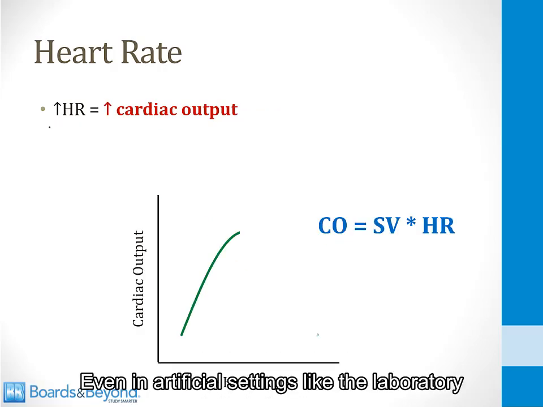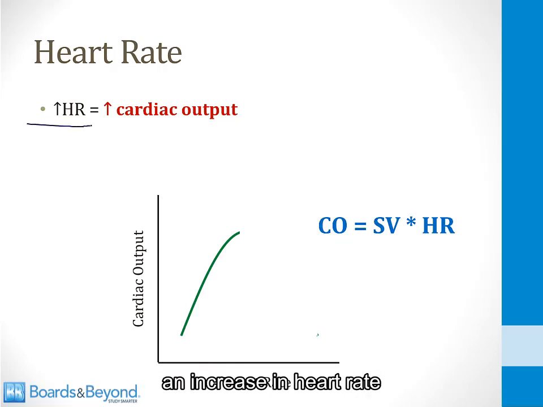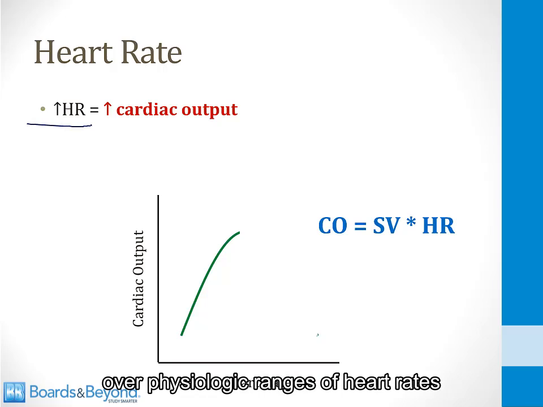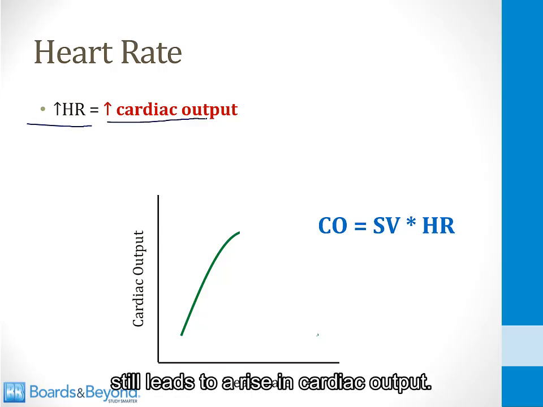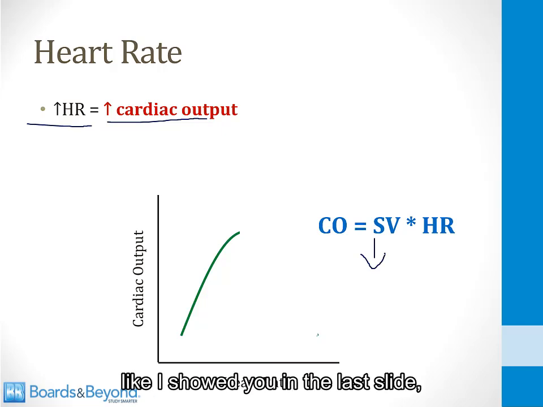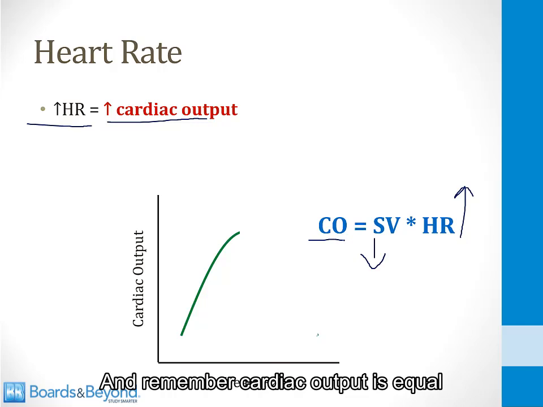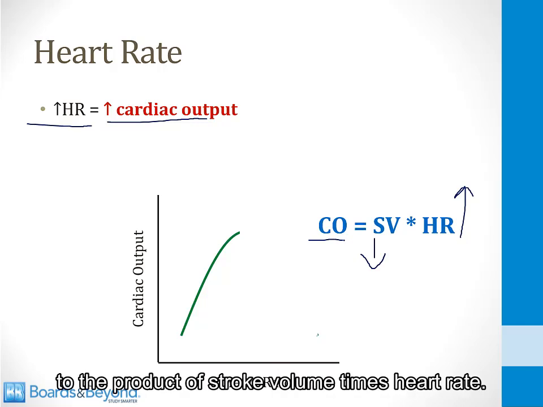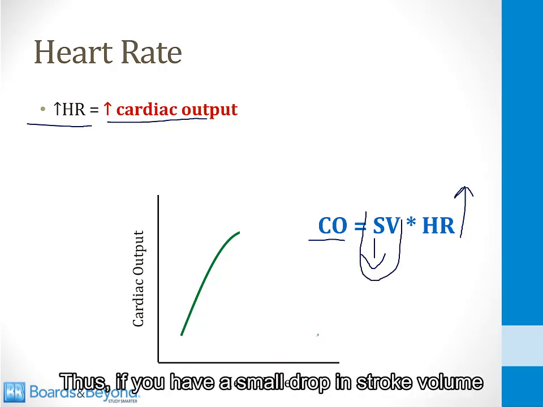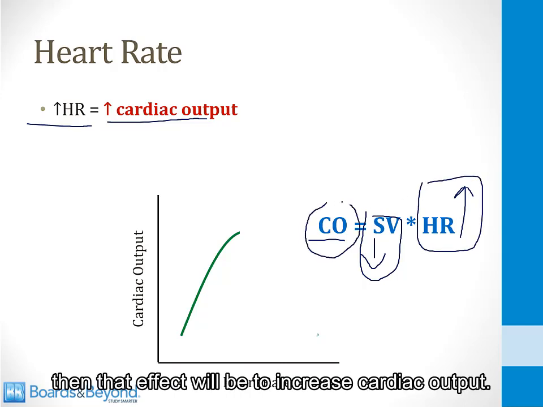Even in artificial settings like the laboratory where you're pacing the heart of a dog, an increase in heart rate over physiologic ranges of heart rates still leads to a rise in cardiac output. That's because even though the stroke volume falls when the heart rate goes up, like I showed you on the last slide, the heart rate rises to a greater degree. And remember, cardiac output is equal to the product of stroke volume times heart rate. Thus, if you have a small drop in stroke volume but a greater rise in heart rate, the net effect will be to increase cardiac output.